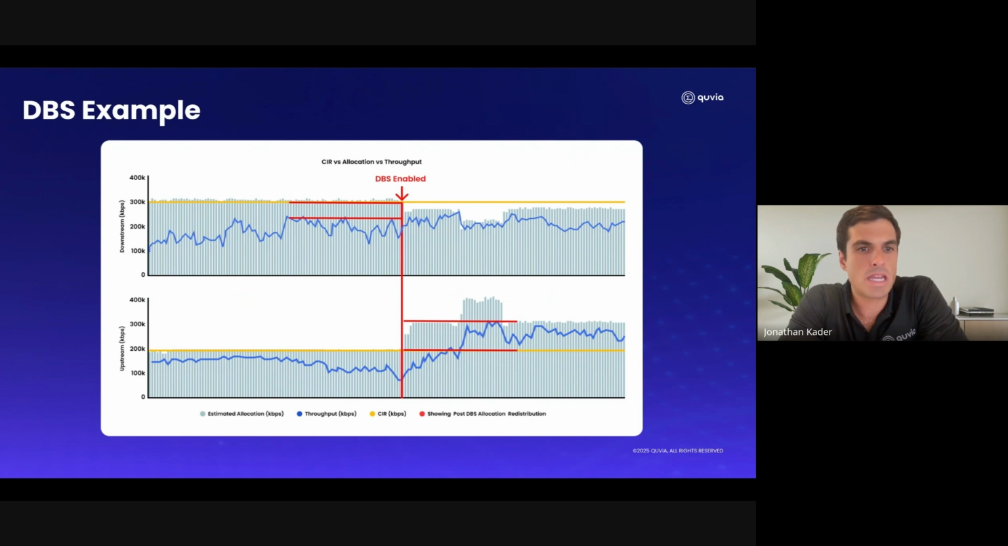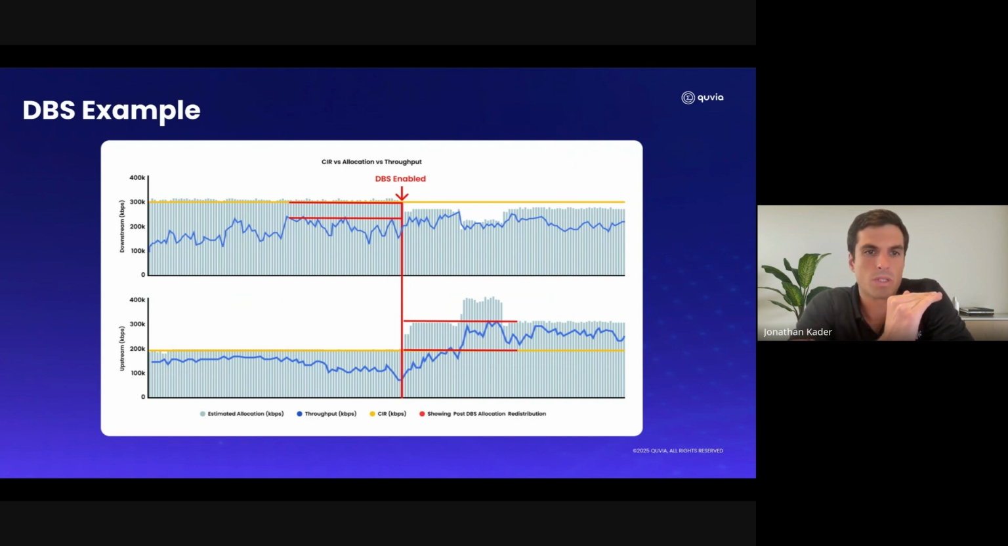And what we can see here is that the estimated allocation, which is a measurement that grid does to understand like how much can the system support at that time, is showing that it's basically hitting CIR, both in the upstream and the downstream. But what you can see with the dark blue line, the throughput line, is that there is some latent capacity, both on the downstream and the upstream on the left-hand side, right? We're not getting up to that estimated allocation.